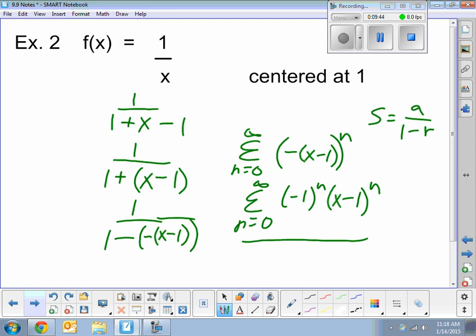All right, that's a very specific case, and that's how we can turn rational expressions into things that are power series, and we use this formula right here.